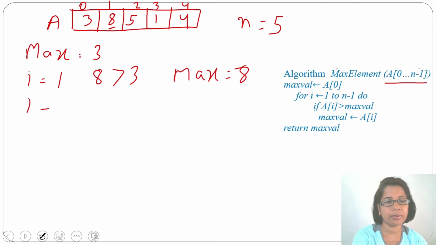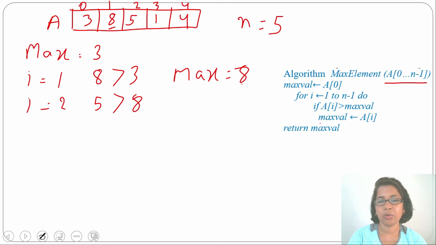Next, for I equals 2, that's A2. A2 is 5. Is 5 greater than 8? Now max value is 8. When the if condition doesn't satisfy, it will not execute this. Now 5 is not greater than 8, so it will not execute this part.